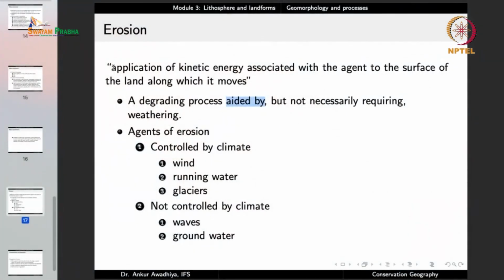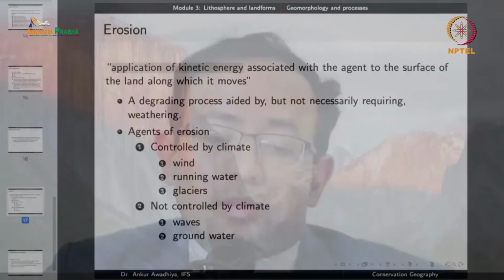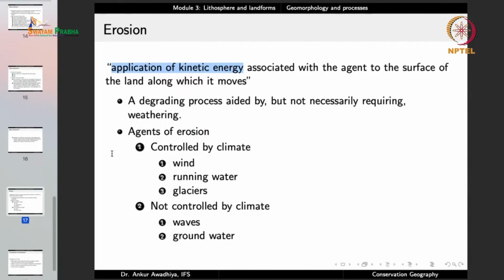But the important thing here is the application of kinetic energy. It is occurring because the erosional agent is having kinetic energy. Good erosional agents are things like wind and water. So, if they are moving with a speed, they can also carry material with them. The agents of erosion that are controlled by climate include things like wind, running water and glaciers. The agents of erosion that are not controlled by climate include things like waves and groundwater.